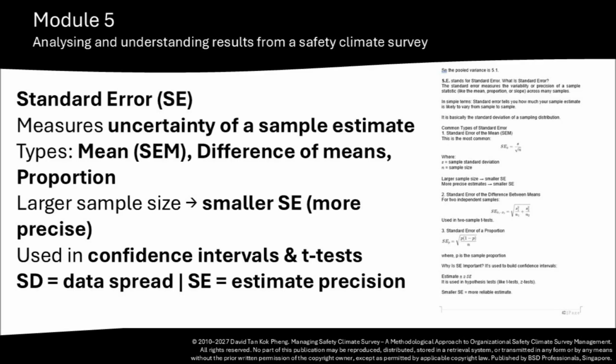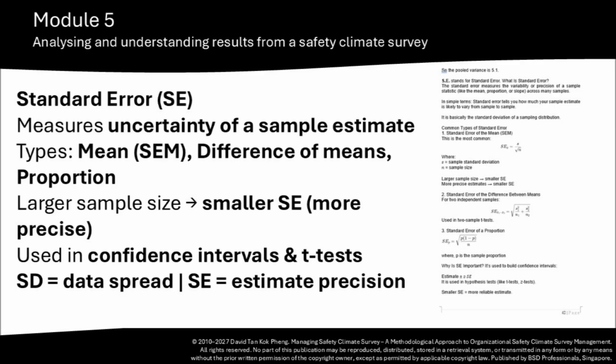Why is standard error important? Standard error is important because it is used to build confidence intervals. For example, estimate plus or minus z times SE. It is also widely used in hypothesis testing, including t-tests and z-tests. A smaller standard error indicates a more reliable and precise estimate.